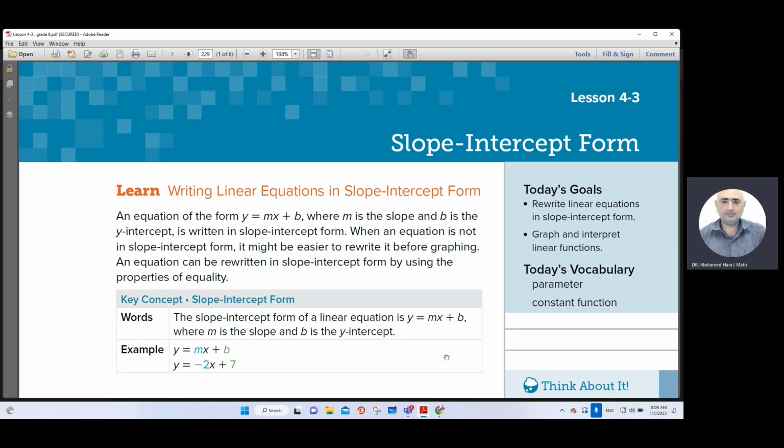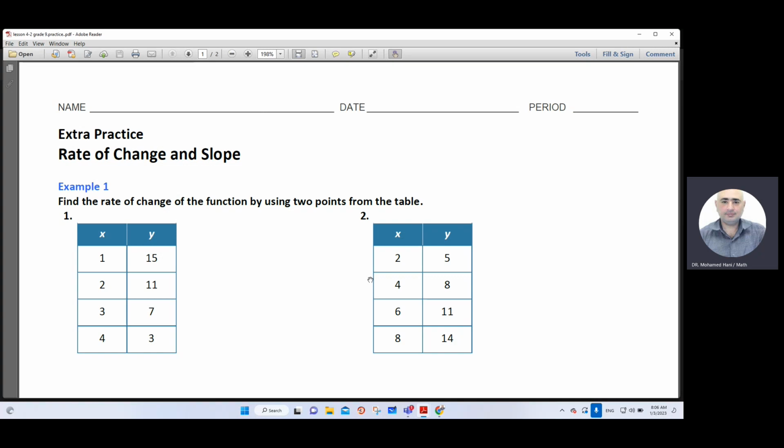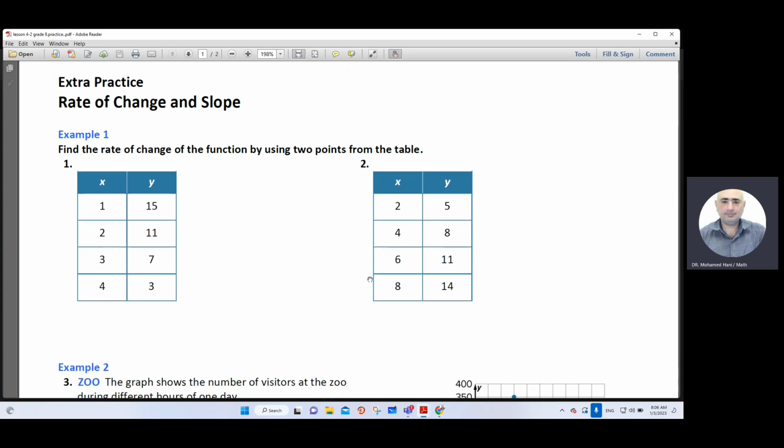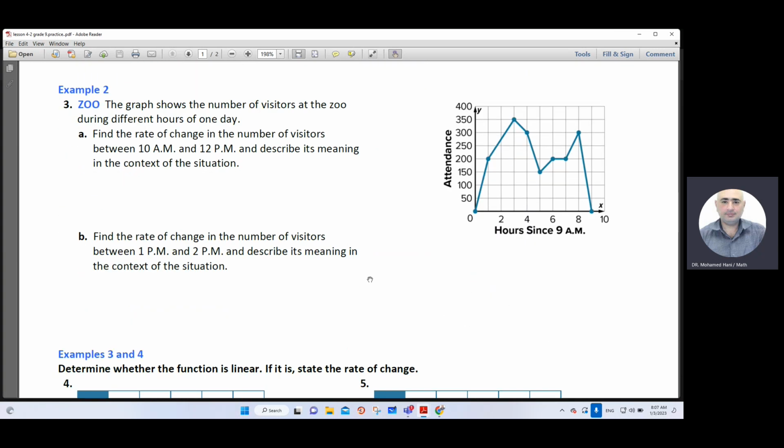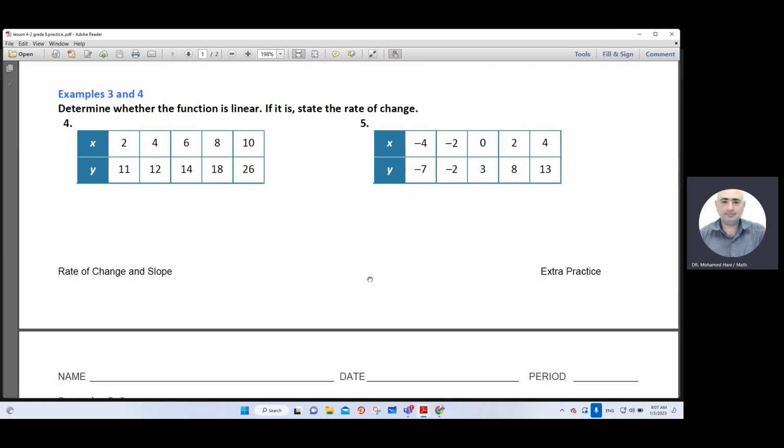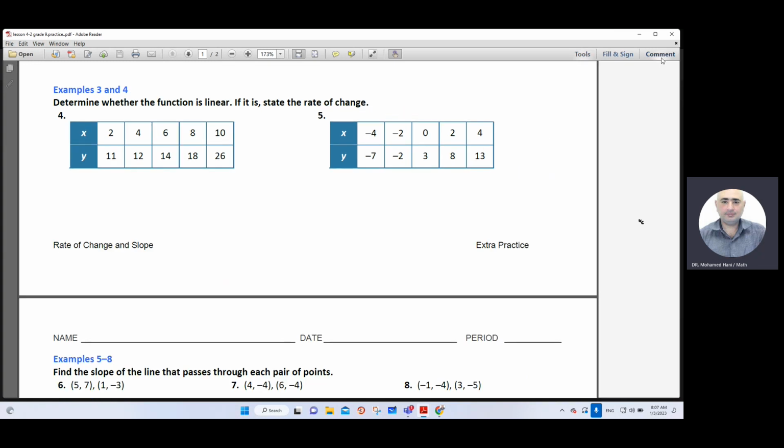We are in Model 4, Lesson 3, Slope and Intercept 4. Before we start this lesson, we have some extra practice from the previous lesson, Rate of change and slope. We solved number 1 and 2, and we will continue here from number 4.